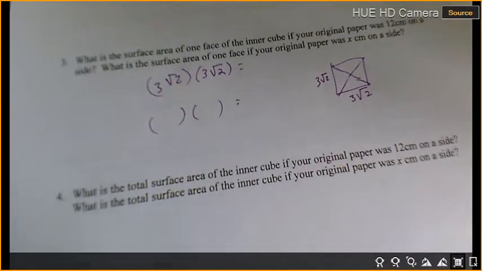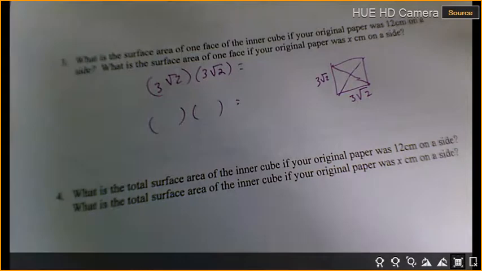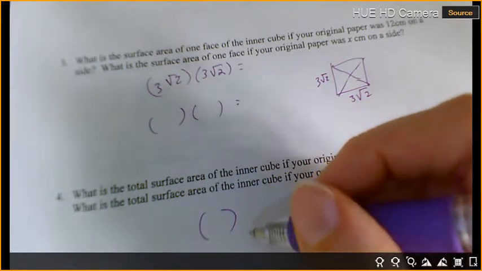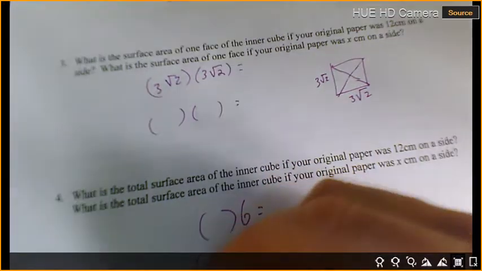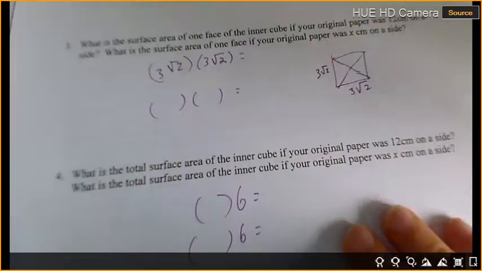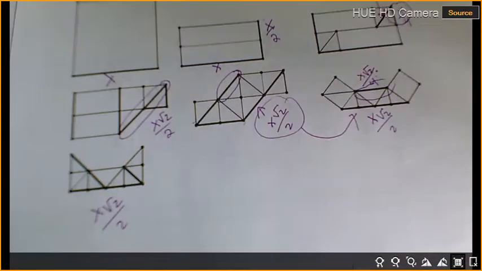Then it's also asking you for the total surface area of the cube, so you're going to take that answer and times it by? 2? How many faces does it have? 6. The x version and the numbers. Okay, we good? Okay, let's turn it over.